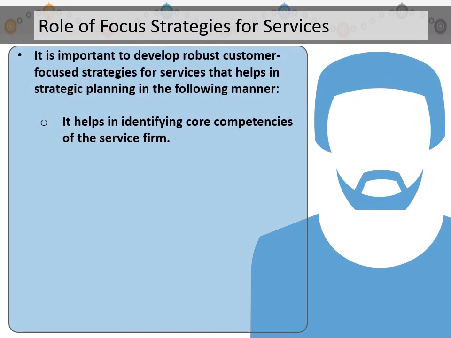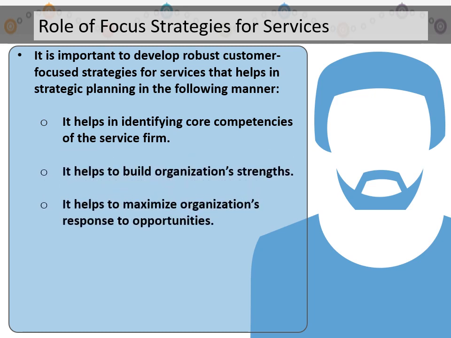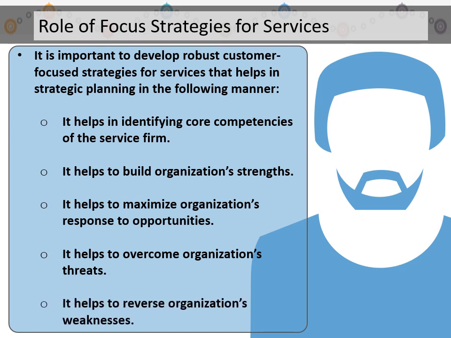It helps in identifying core competencies of the service firm. It helps to build the organization's strengths. It helps to maximize the organization's response to opportunities. It helps to overcome the organization's threats. It helps to reverse the organization's weaknesses.